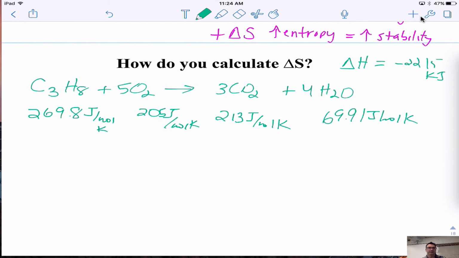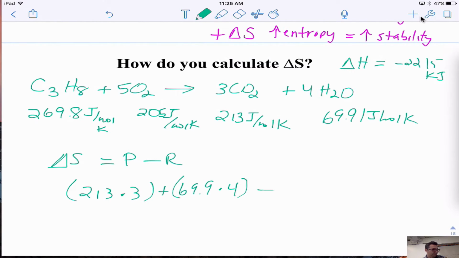And now, just like we calculate delta H, products minus reactants, we do the same thing for delta S. And so when we do this, we have delta S equals products minus reactants, so that would be 213 times 3 plus 69.9 times 4 minus 269.8 plus 205 times 5. Now notice something about this. I don't have a zero value for oxygen. It has a value.